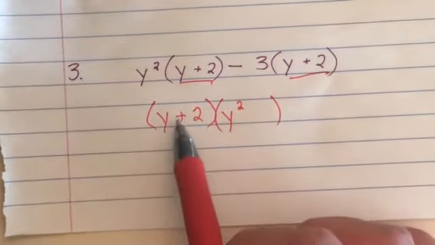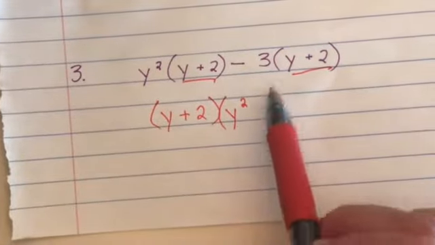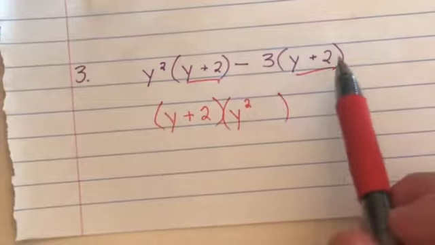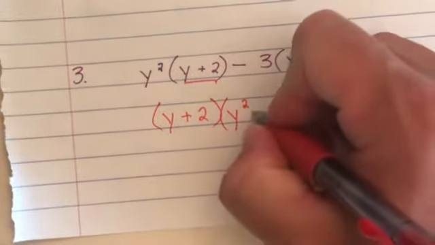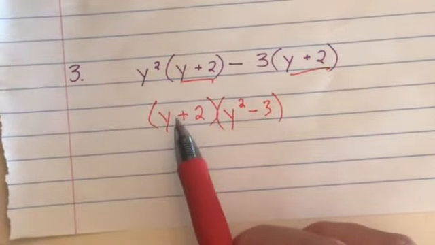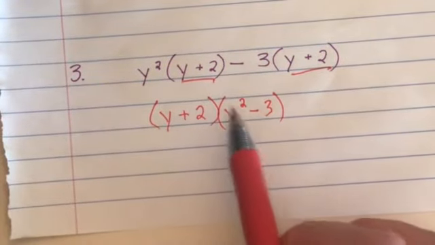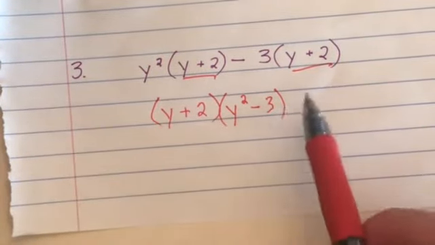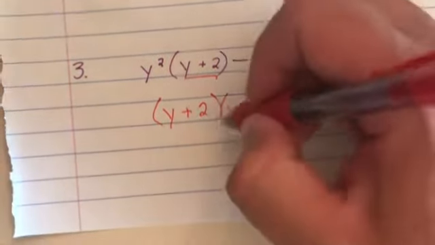(Y plus 2) times something is our second term, but here my second term is a negative 3 times (y plus 2). So what I need to do is just remember that that's a negative 3. Now if I were to distribute this y plus 2 to everything in parentheses, (y plus 2) times y squared is my first term, (y plus 2) times negative 3 is my second term.